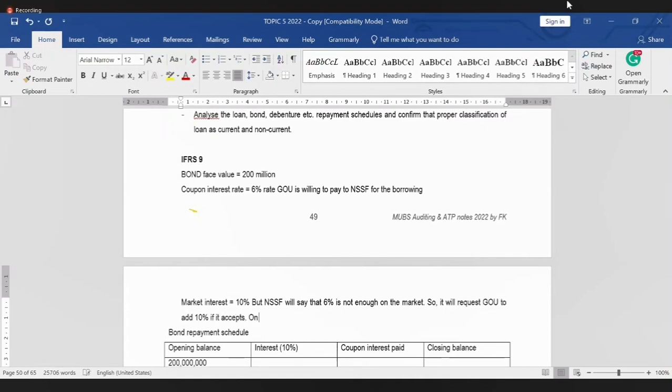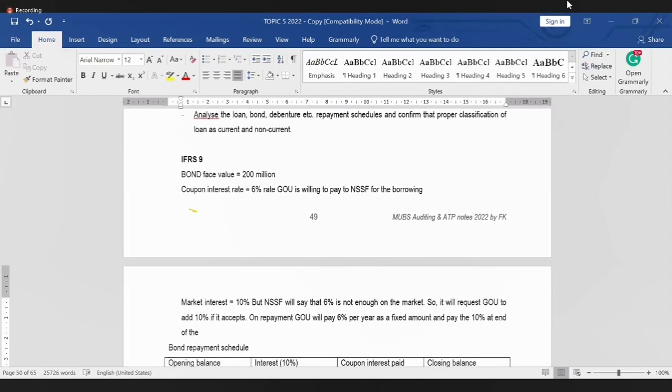On repayment, government of Uganda will pay 6% per year, fixed per year as a fixed amount, and pay the 10% at the end of the bond period.